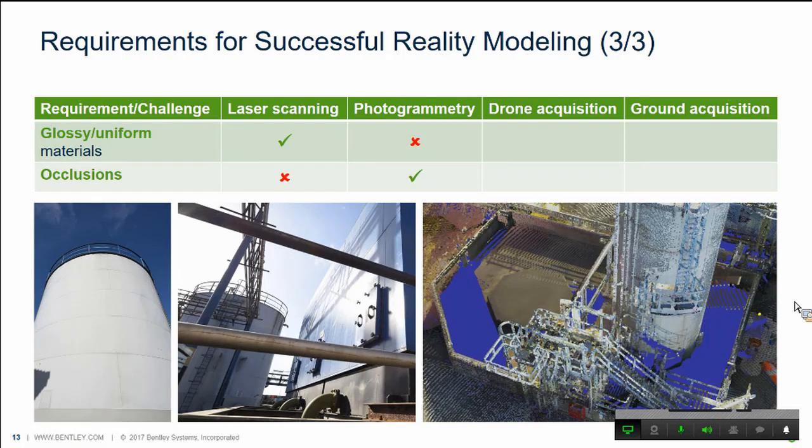And finally, occlusions, which you get a lot with laser scanning and less with photogrammetry, since you are constantly changing point of view during your photo capture.